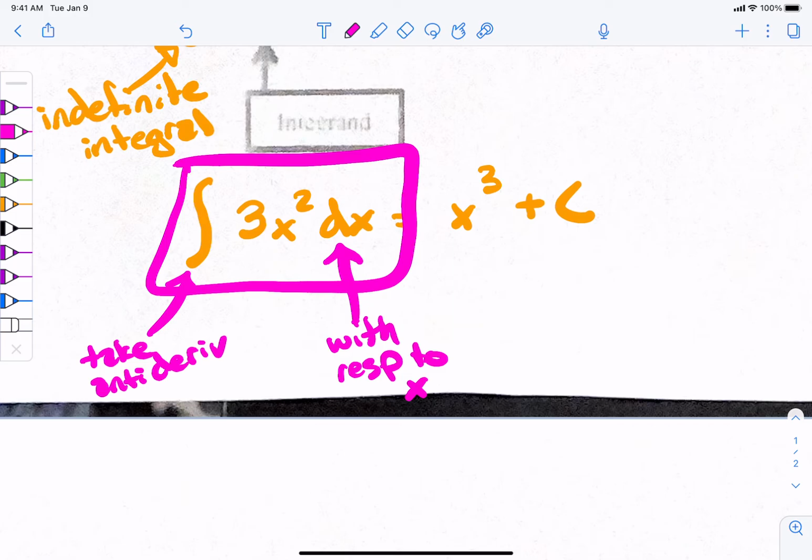Take the antiderivative of that 3x squared, with respect to x. It's just telling you what your variable is. Okay? Take the antiderivative with respect to x. And this is the answer. This guy is my answer.